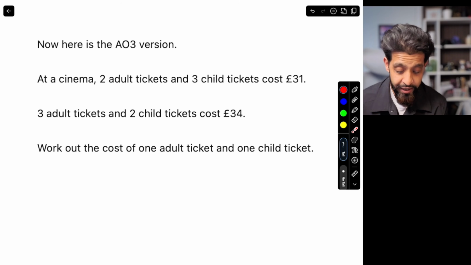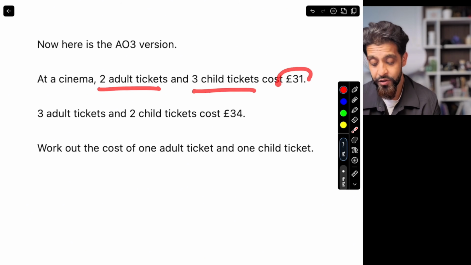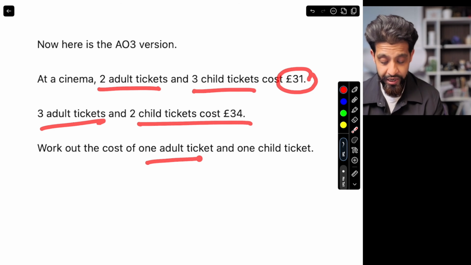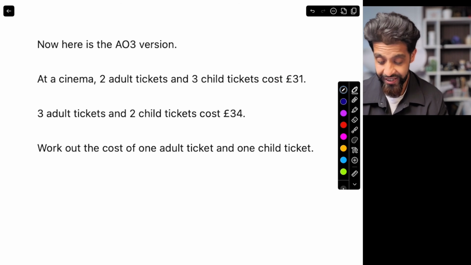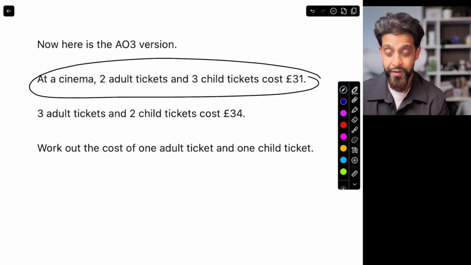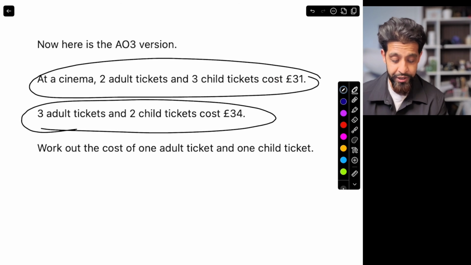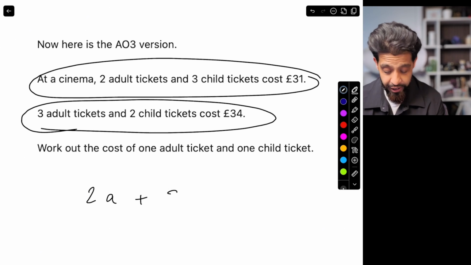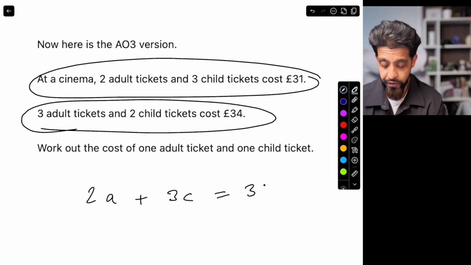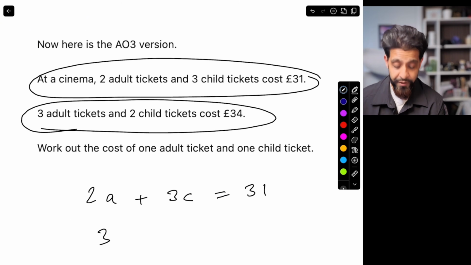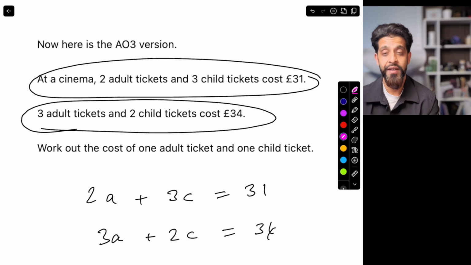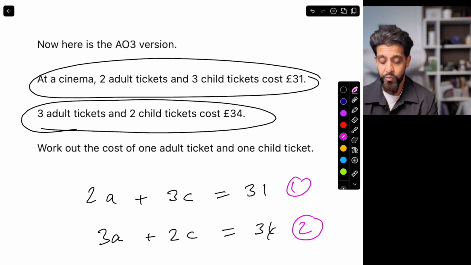So it might say something like 2 adult tickets and 3 child tickets cost £31. 3 adult tickets and 2 child tickets cost £34. Work out the cost of 1 adult and 1 child ticket. So here you have to set up your own equations from the sentences. If you look at the first one, 2 adults could be 2a plus 3 child could be 3c is equal to 31. And for the second one, it would be 3a plus 2c is equal to 34. And then you've got the equations now. You can just number them 1 and 2 and then do what you need to do with simultaneous equations.